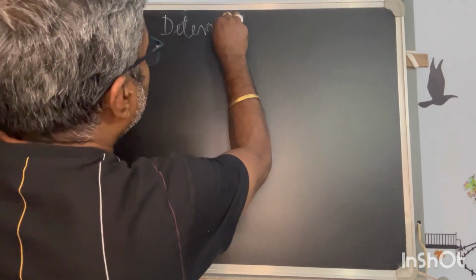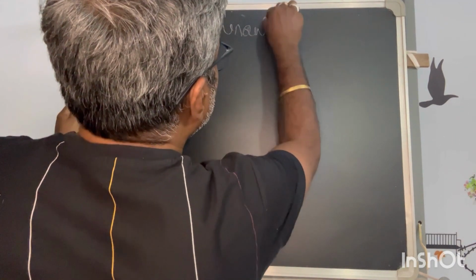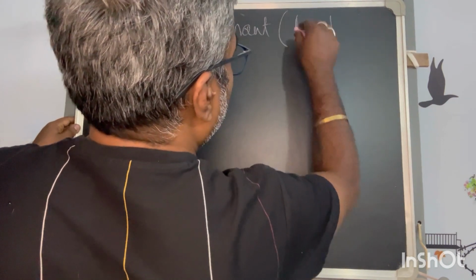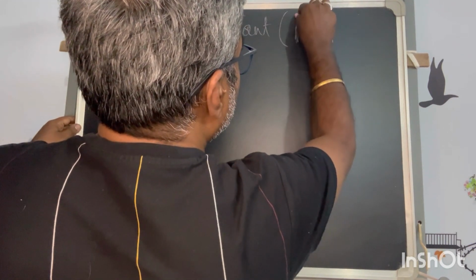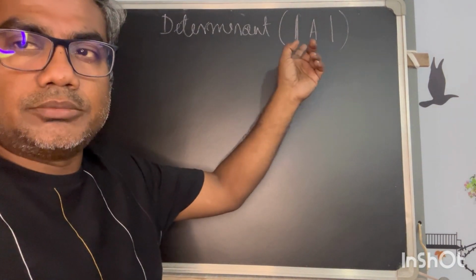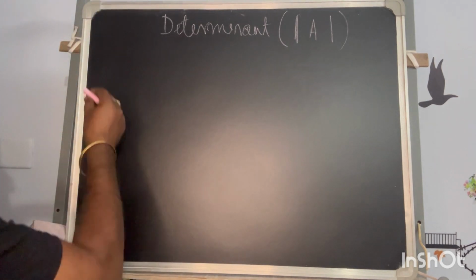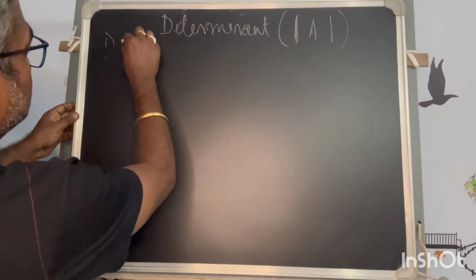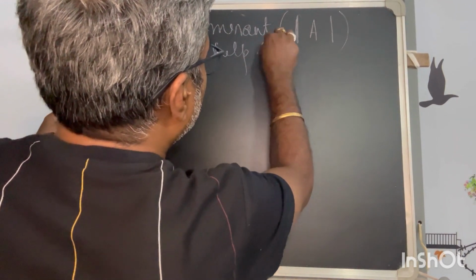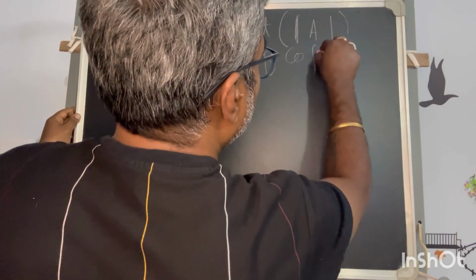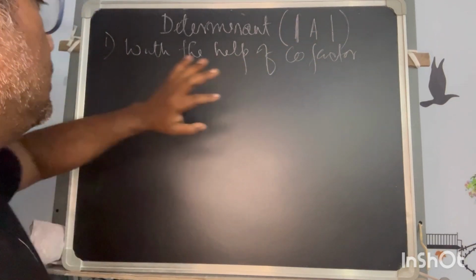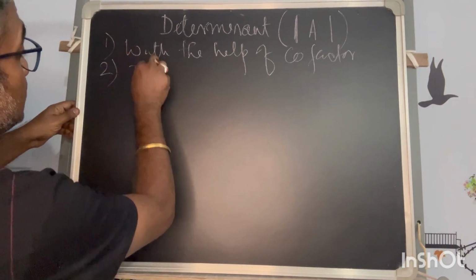So the determinant, and you know the determinant is denoted by a mod sign, with two parallel lines in between. If you put the matrix, this will denote that we are computing the determinant of matrix A. Now this can be done with two processes. One is with the help of the cofactor. I have already discussed how to find the cofactor of the matrix. So with that cofactor we'll find it, or the second one is the direct method.